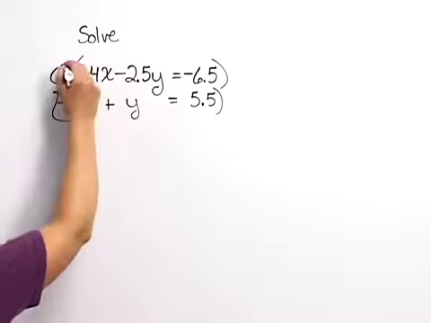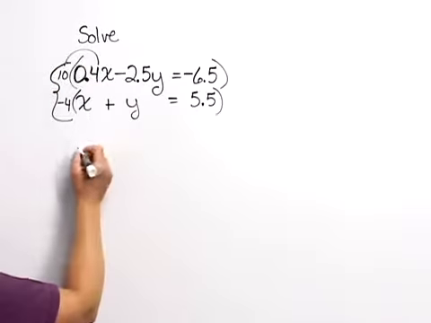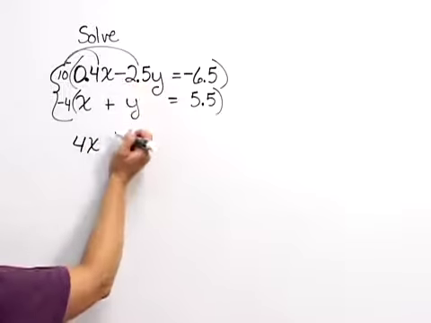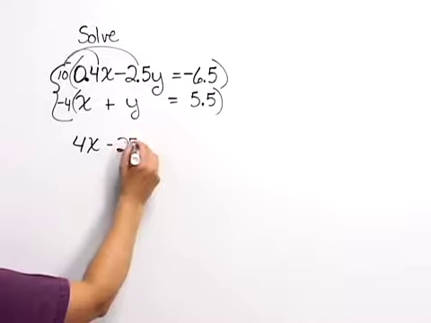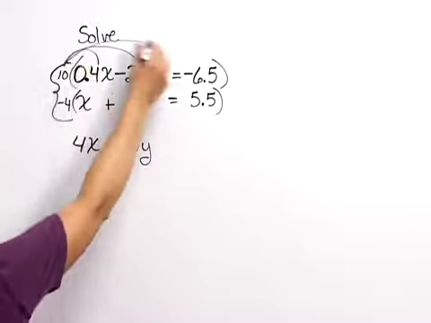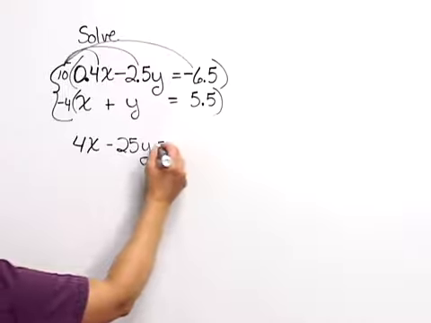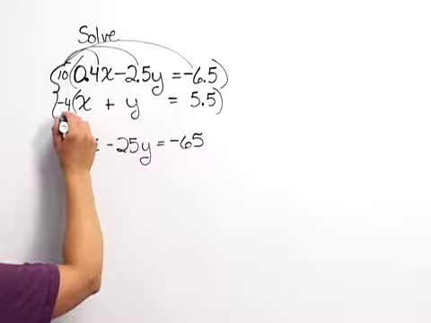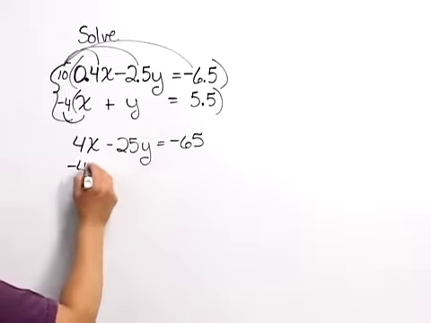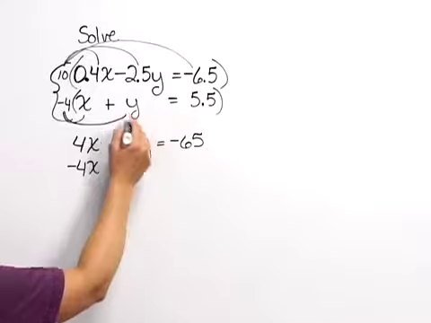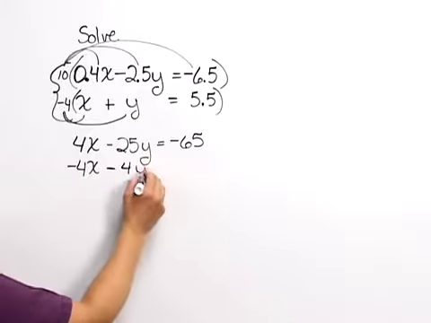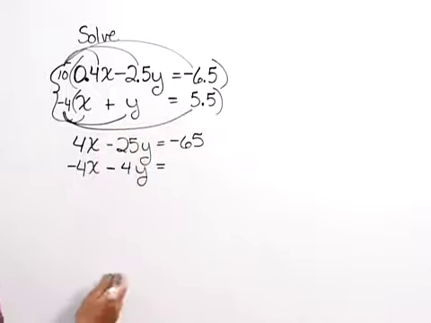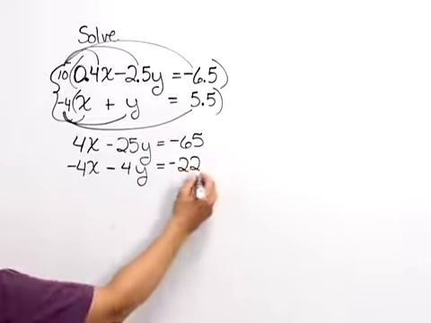Distributing the 10 through, we get 10 times 0.4x, which is 4x, and then 10 times the -2.5y, which is -25y, and then 10 times -6.5, which is -65. Now distributing our -4. -4 times x is -4x. -4 times y is -4y. And that equals -4 times 5.5, which is -22.